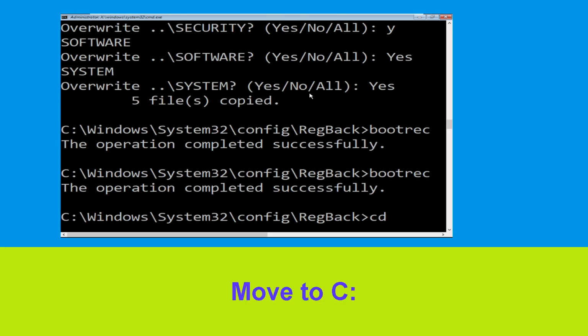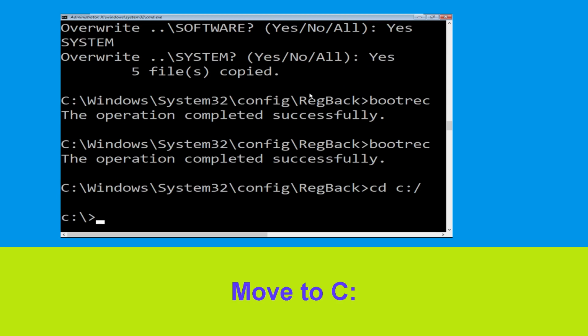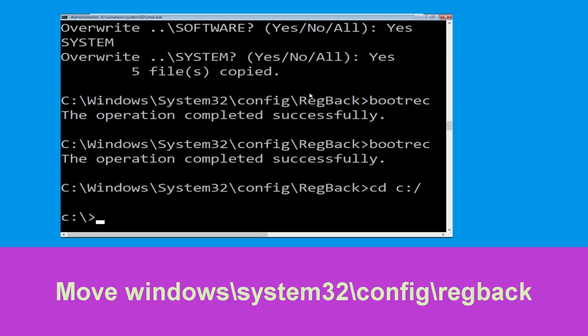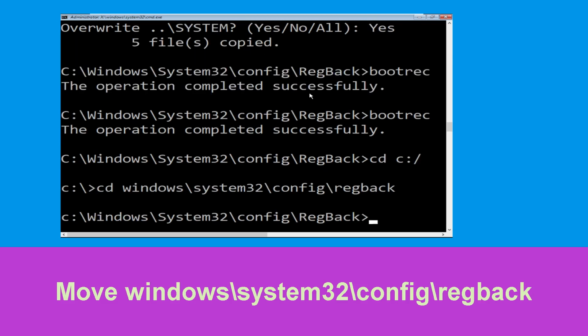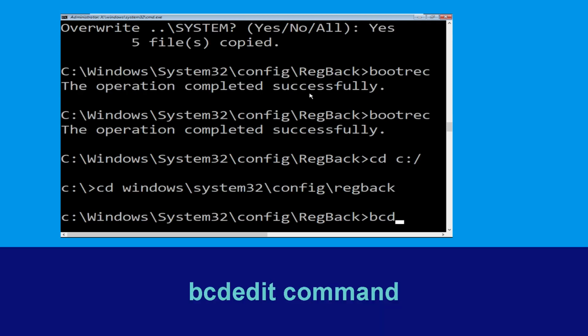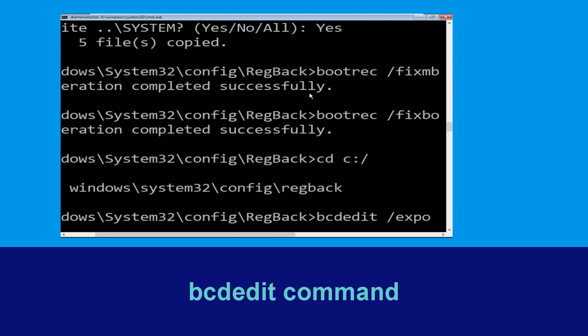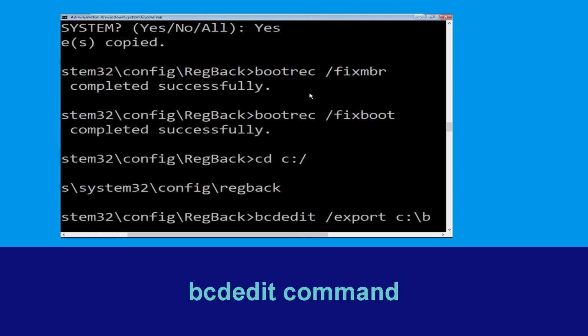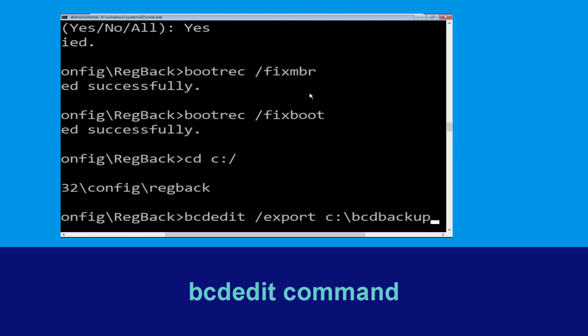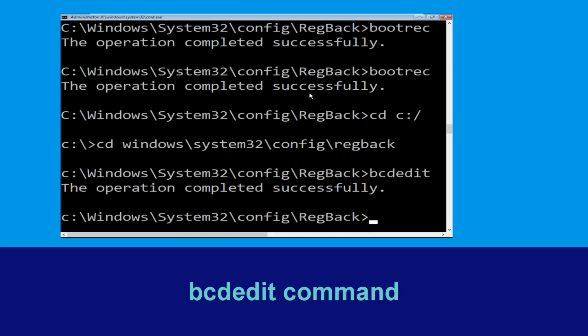Now type cd c:/ and simply hit enter. Now type this command cd windows/system32/config/regback and simply hit enter to execute the command. Type bcdedit /export c:/bcdbackup and simply hit enter to execute this command.